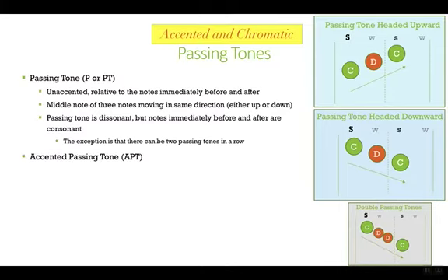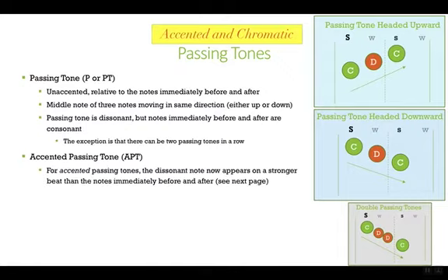So now what happens is we get a new category, which is the accented passing tone. I do have pictures on the next screen, but they are not on this screen. So if you are waiting on this screen for pictures of accented passing tones, unfortunately, you're going to be waiting for a long time. So for accented passing tones, the dissonant note now appears on a stronger beat than the notes immediately before and after. And I have a picture on the next page. We're just going to have to wait to see it.